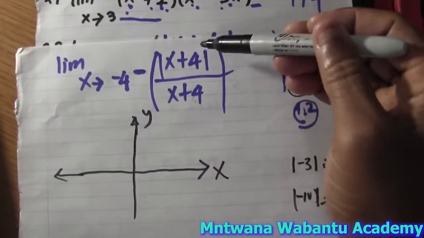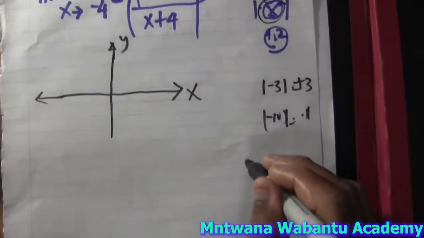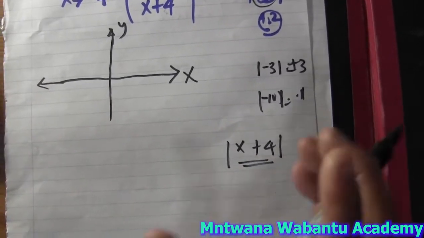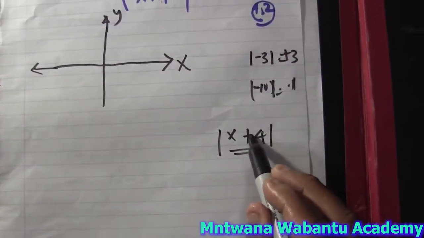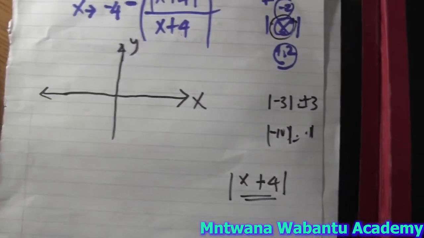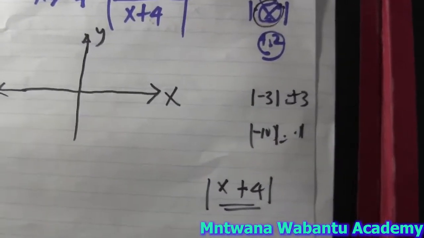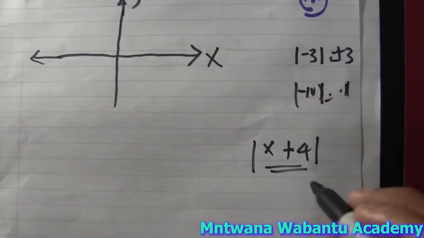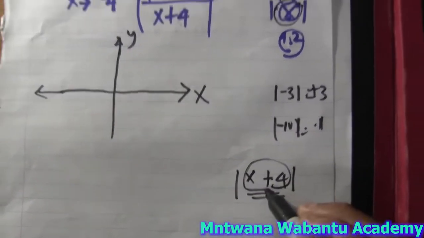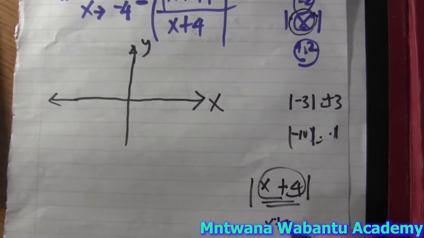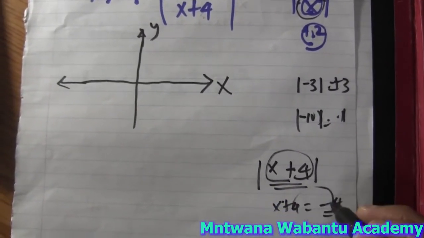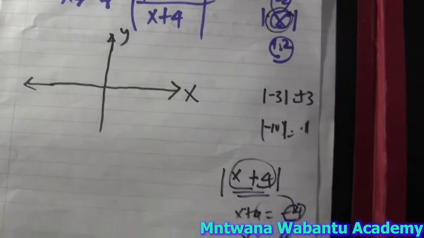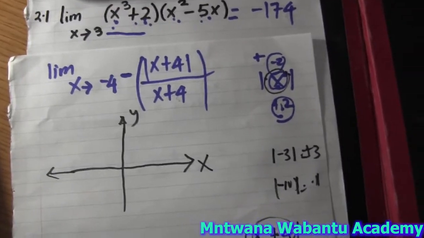For example, if somebody says this is x plus 4 in absolute value, what does that mean? It means this graph is going to be on top. Now, what is called the x-intercept? We know the x-intercept is where y equals 0. If I ignore the absolute value, it means x plus 4 equals 0, so x equals negative 4. So our x-intercept equals negative 4.